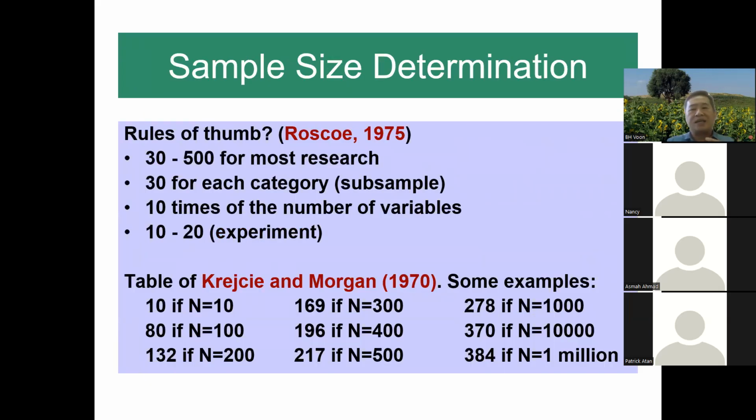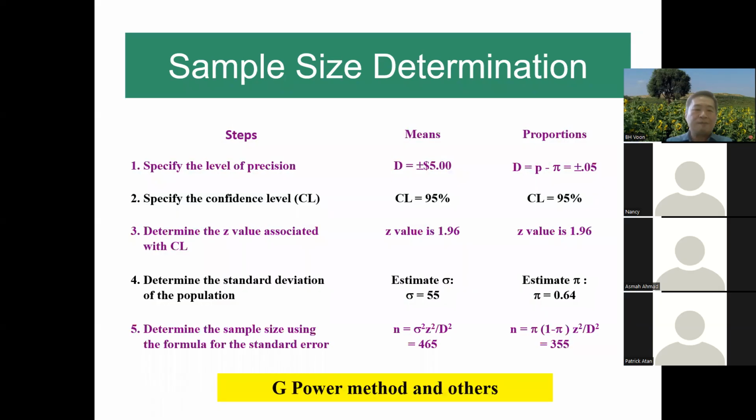So the sample size determination is always the issue, right? Sometimes we use rule of thumb. You can read this article from Roscoe, right? It is, let's say, commonly 30 to 500 for most research, right? For interviews, let's say we use 30 and so on, right? Or 10 times the number of variables. If you have, let's say, 10 variables, that means you must have at least, let's say, 100, right? And of course, the table of Krejcie and Morgan is commonly referred to. If you have this population size, this is the probable sample size that you can use. So you can look for this journal article.